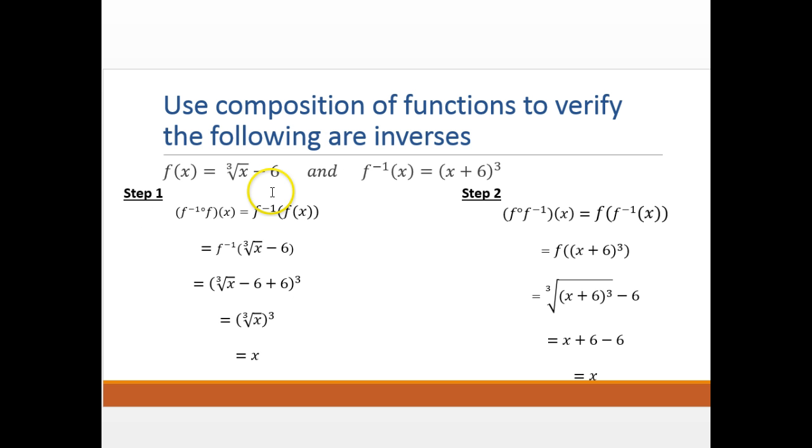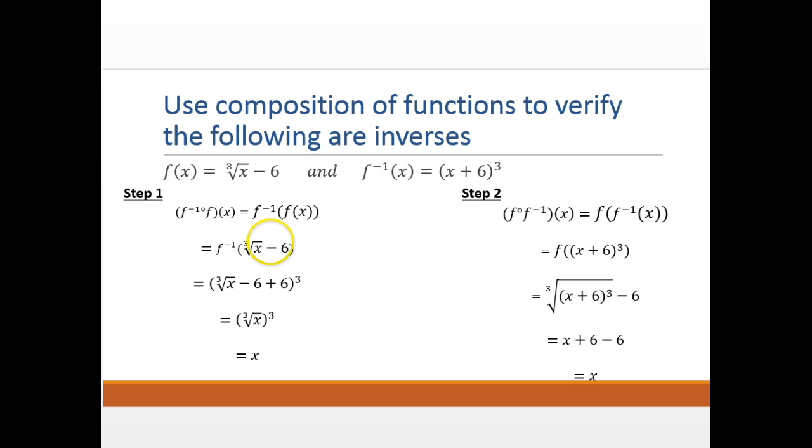Let's take two functions. I want to verify these two are inverses. I have f of x equals the cube root of x minus 6, and f inverse of x equals x plus 6 cubed. I have to show that f inverse of f of x equals x, and f of f inverse of x equals x. In other words, I want to compose both of these functions in opposite orders. So let's start with f inverse of f. This is f inverse. I'm going to put the f of x in the middle.